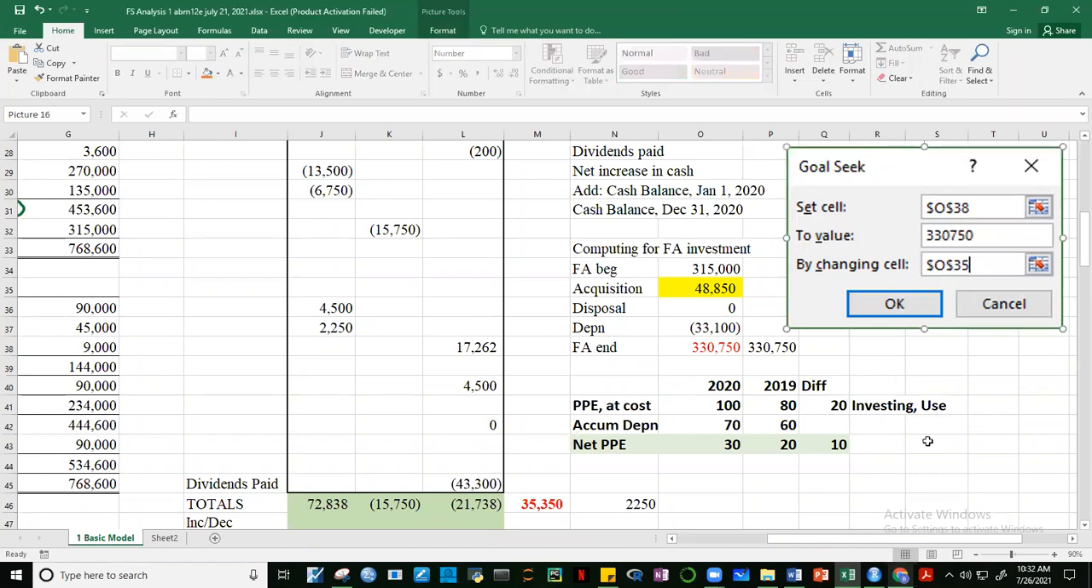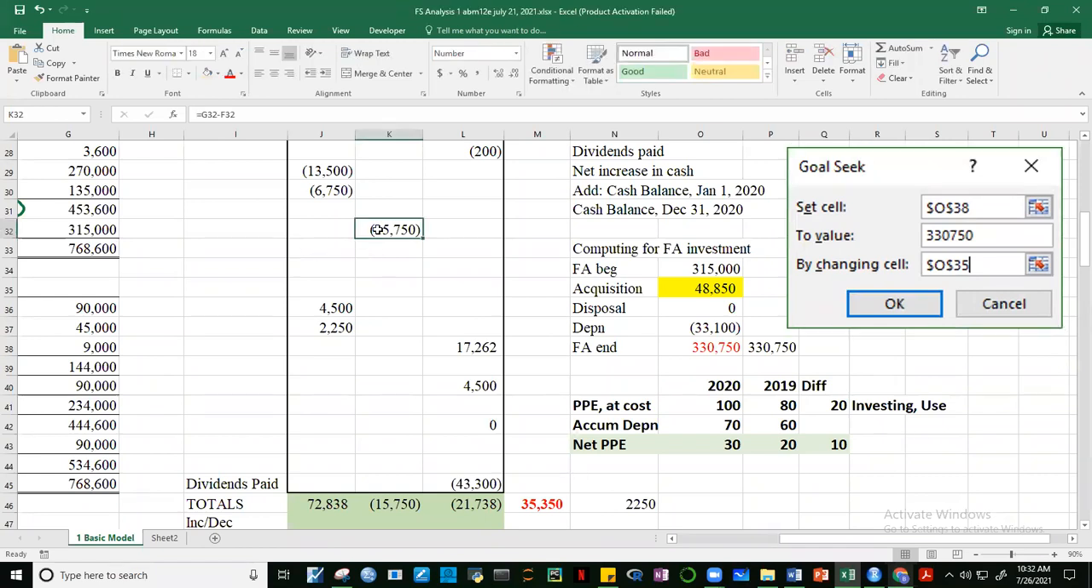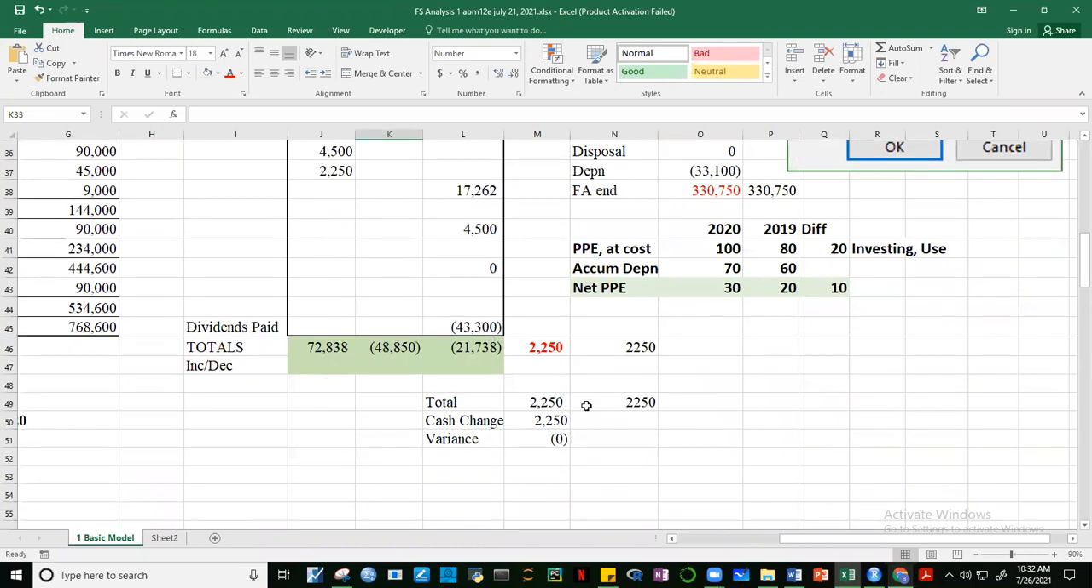Yeah, you're correct, no? So I'm going to remove this. Is equal to, dito na natin i-link, no? Dito sa 48,850 dito. So I'm linking it now here to the acquisition. And with that, guys, there. Yan, tama na tayo.